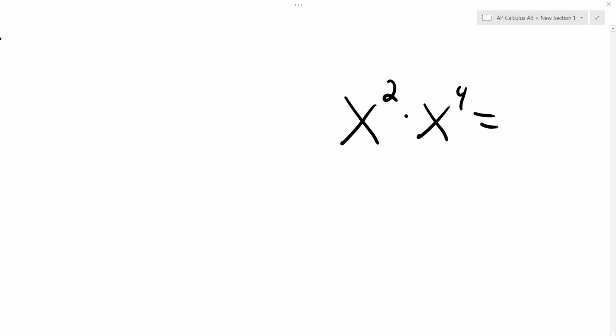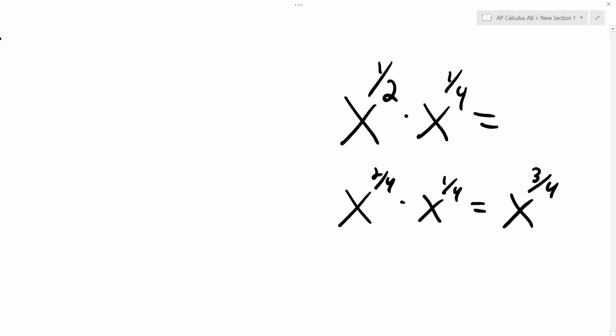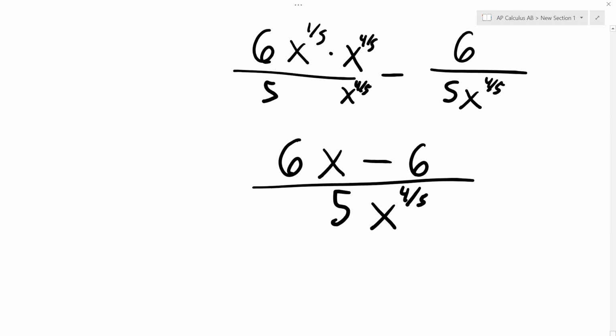What's x squared times x to the 4th? Yeah, it's not x squared, it's 2 x's. You add the exponents. Okay? If it was x to the 1/2 times x to the 1/4, well, now I got to think of this as x to the 2/4 times x to the 1/4. That's x to the 3/4. You just add those exponents up, okay?